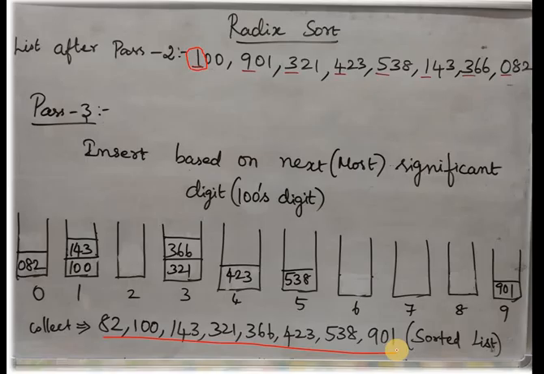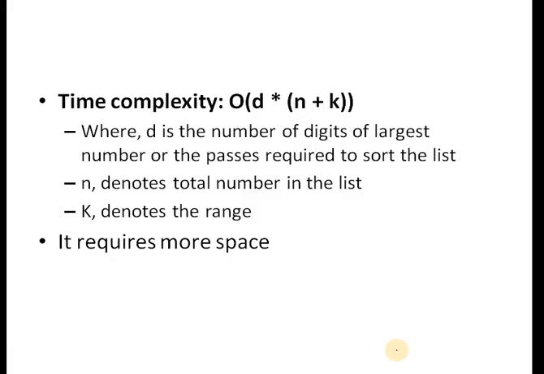So no comparison is done here. Without comparison, the elements are ordered. And the Radix sort algorithm takes much space, because for each and every queue we need space in computer memory. The time complexity is given as d into (n plus k). Here d is the number of digits in your list. In our example it is 3, or we can say it is the number of passes required to sort the list, both are the same.